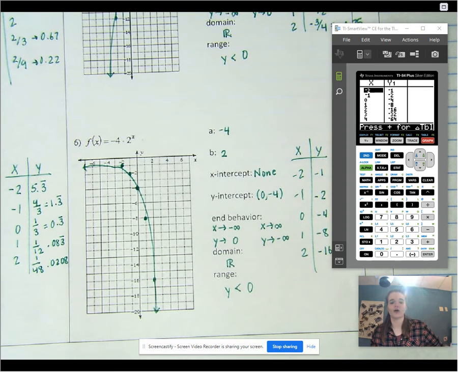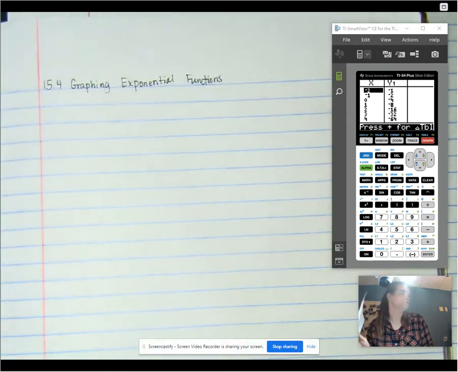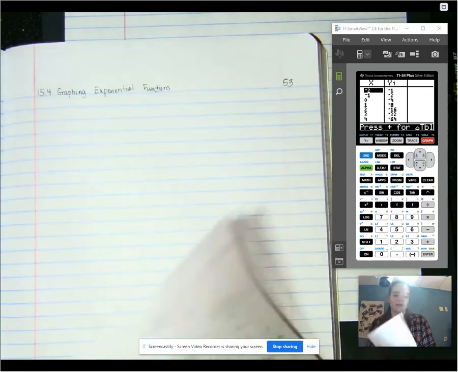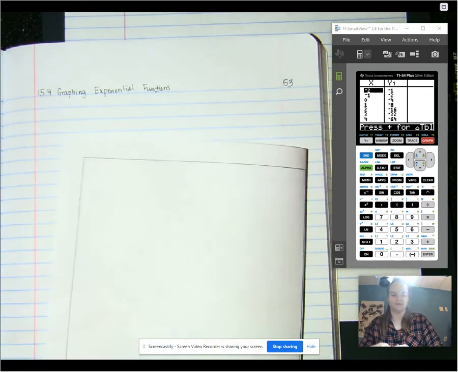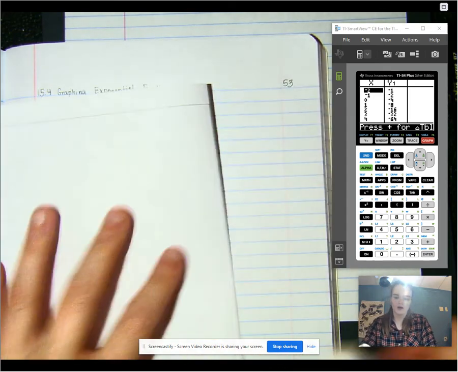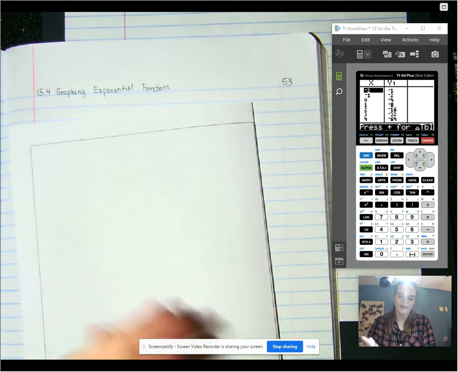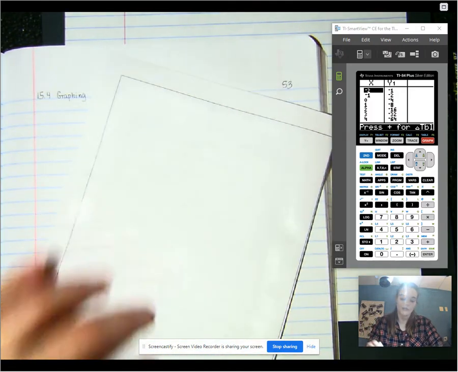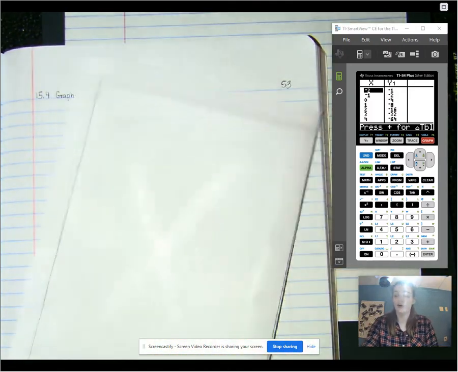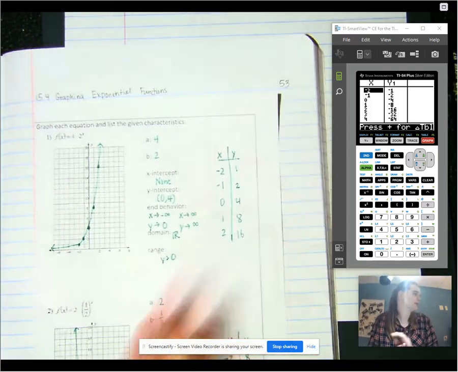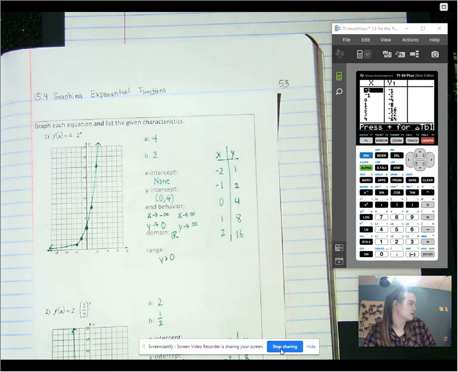We're going to glue this in your notebook on page 53. In case I didn't say it in any of the other videos, the geometric sequences we did last week and exponential functions are the same. All geometric sequences are exponential functions. Okay, there we go. And I will see you for the next topic soon.